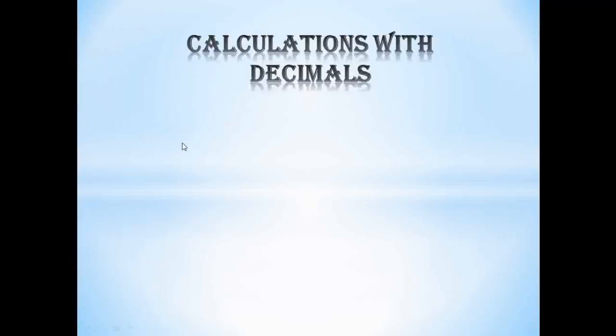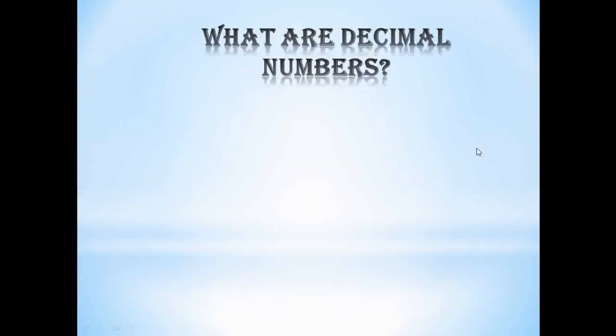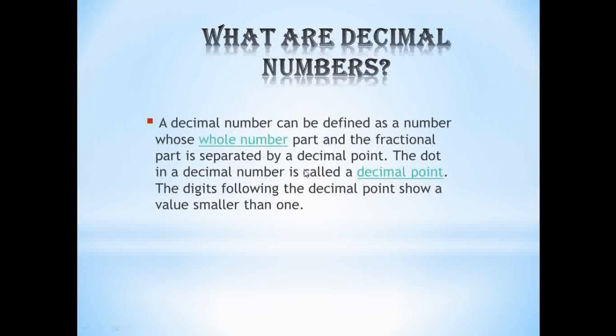Calculations with decimals with your teacher here. Before we go into the operations, let us recap what decimal numbers include. A decimal number is a number that has a whole number part and a fractional part. Our whole number is on the left hand side, and the fractional part is on the right hand side. Those two are separated by a decimal point.